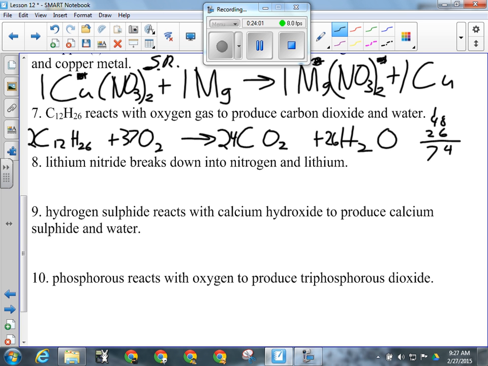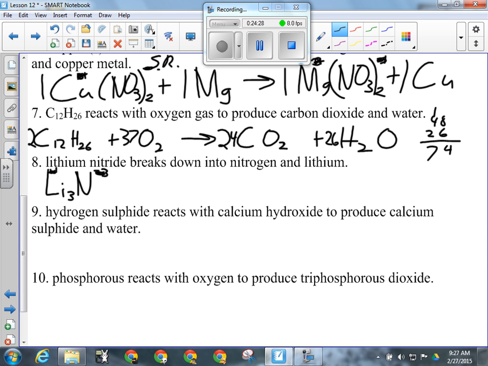Walking around and looking at what people did for number 8 is the whole reason we're doing this this morning. What did I say you needed to remember to do? Drop and swap. I walked around and saw a lot of people who didn't do that. Lithium nitride, Li with N, -3 and +1. So we're looking at Li3N.